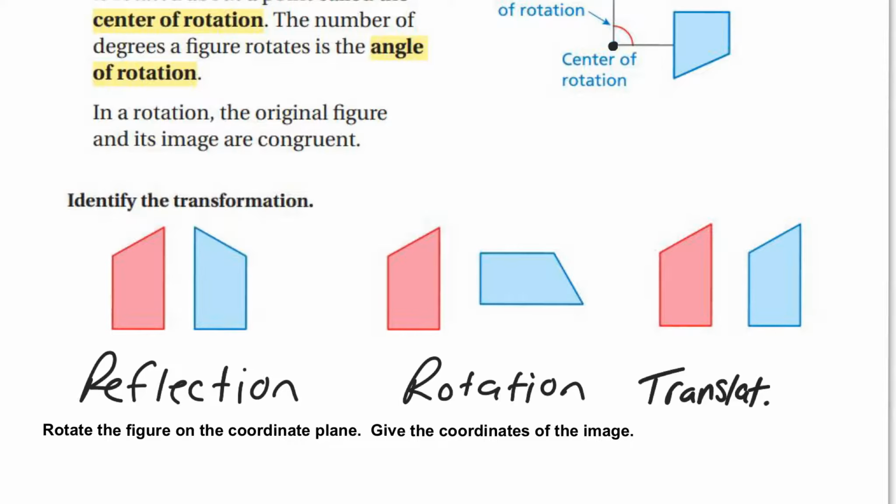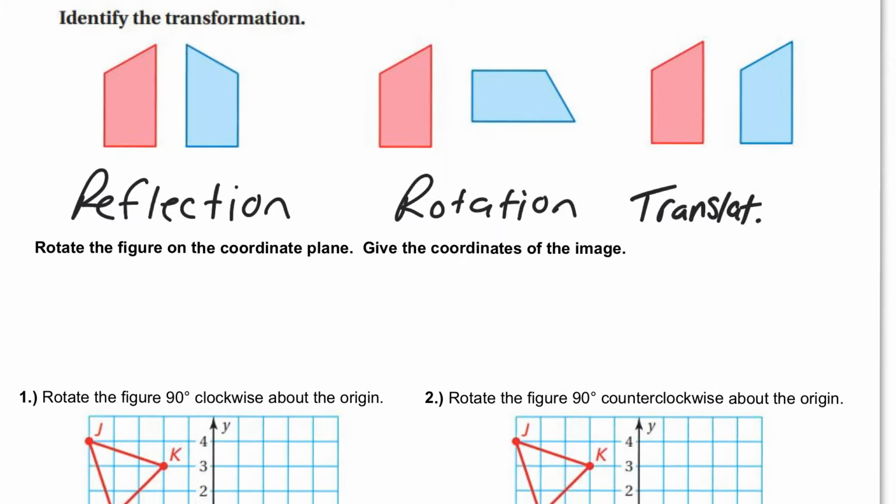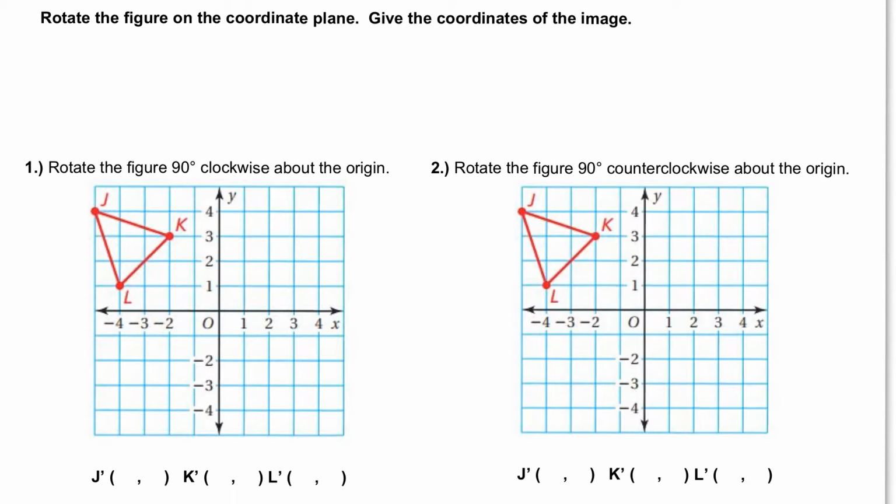Okay. Let's scroll down here and let's talk about how we can rotate figures on the coordinate plane. How do we rotate the figure? How do we find the new coordinates of the image? So a real quick refresher. We can rotate clockwise or counterclockwise. Clockwise is rotating to the right. And if we rotate it one turn, that's 90 degrees. 2 turns is 180 degrees. 3 turns is 270 degrees.